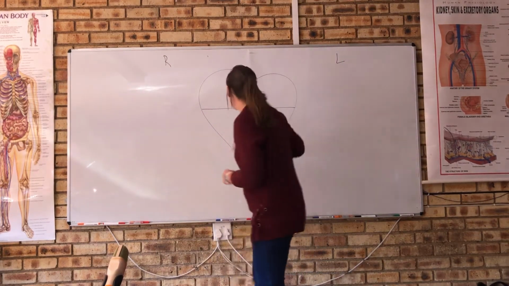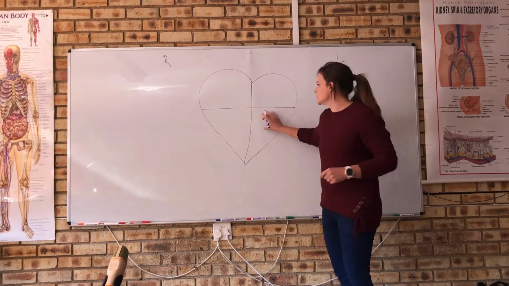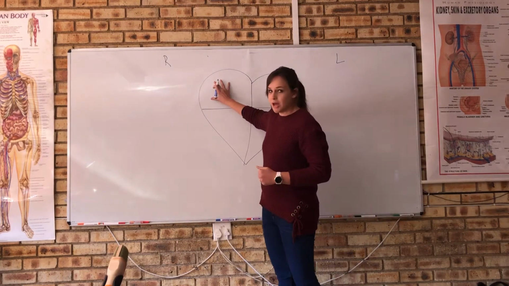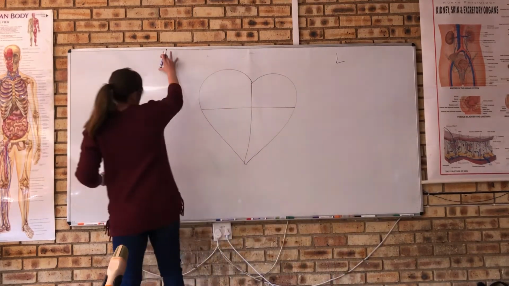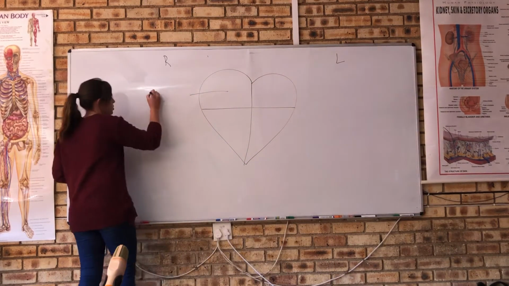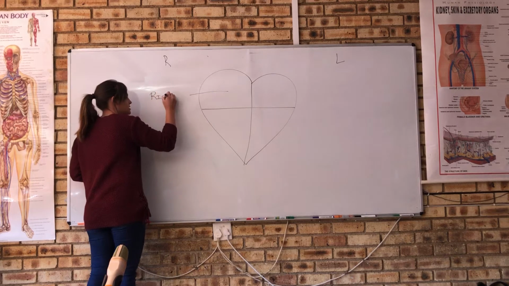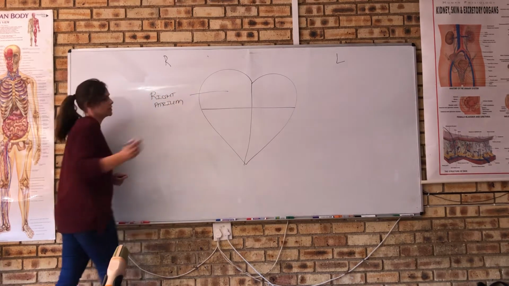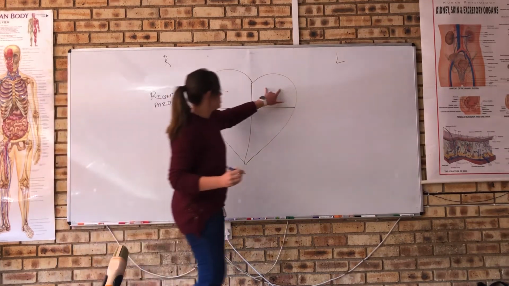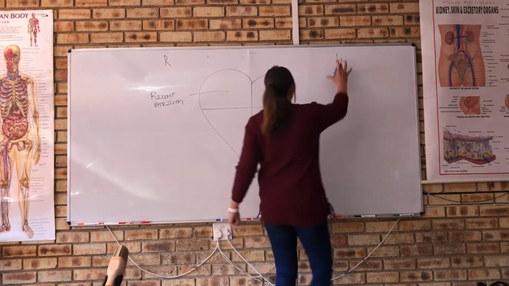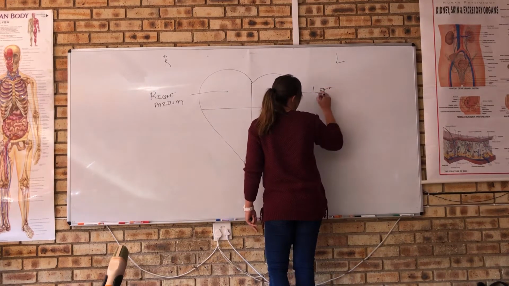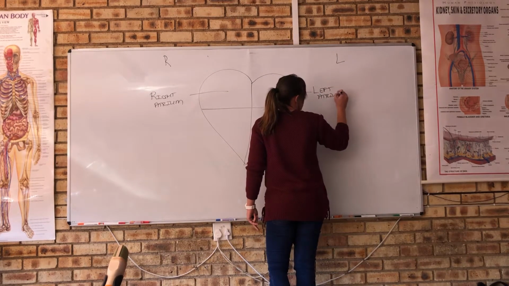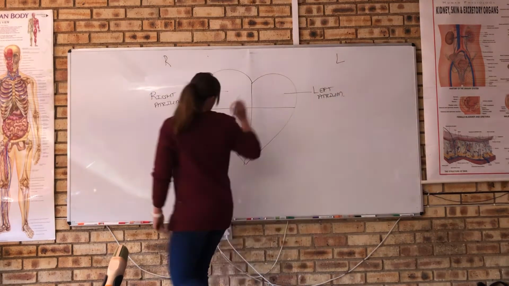Okay, now let's talk about the chambers. So the top chambers are called the atria. So atria is plural, so this is the atrium. And because we're on the right, this chamber over here is called the right atrium. Okay, so we have the right atrium, and the top chamber is also an atrium, but now we're on the left, and so we label this the left atrium. Okay, so that's the top chambers.